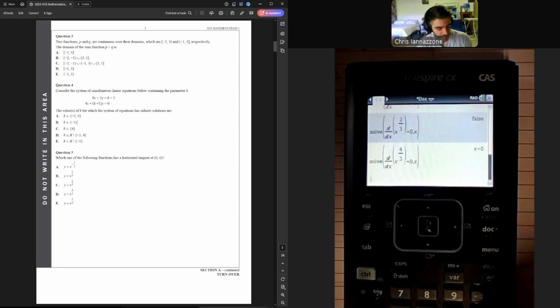Ah, there we go. So we know that we have a perfectly horizontal gradient at x equals 0. But that's not specifically what was asked. We want to make sure that it's at the origin, (0, 0), not just x equals 0. The y value of this could have been something else.